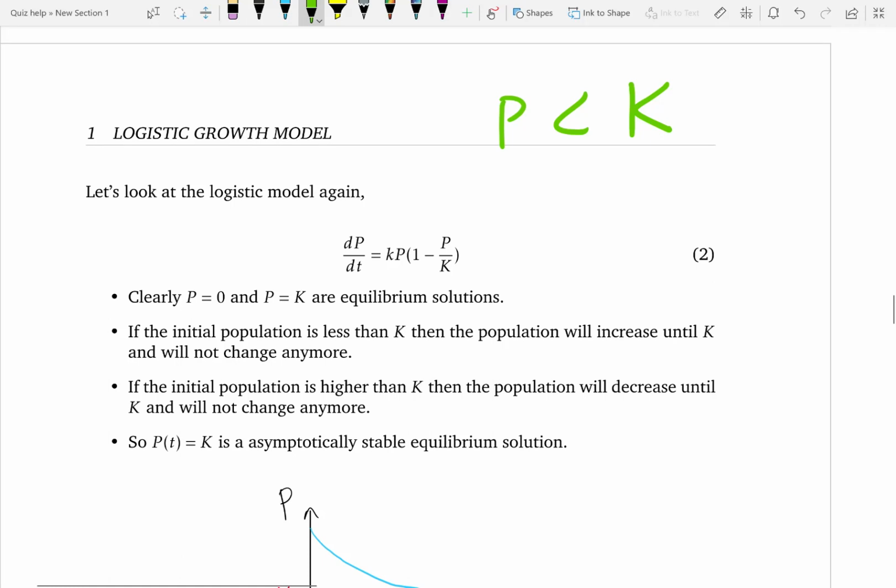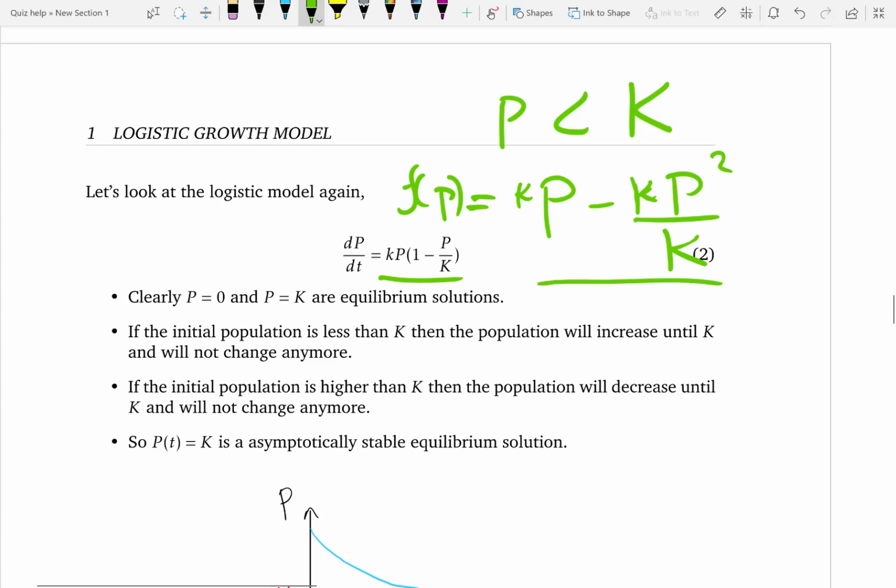Let's do an interesting algebra. Okay, again, let's simplify the right hand side. Let's distribute kP into the brackets. So we will get kP minus kP squared over K. This is the right hand side. Let's call it a function of P. We call this the logistic function.